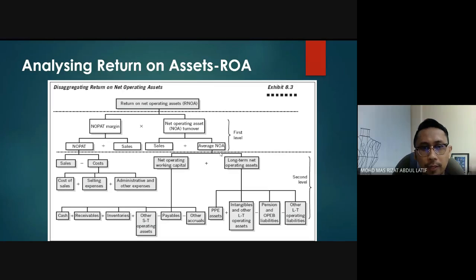And then in terms of NOA, kita boleh pecahkan lagi dengan net operating working capital plus long term operating asset. How can you calculate your working capital? Ada banyak lagi item bawah dia. And how can you calculate your long term operating asset? Bawah ni pun ada dia punya formula. As I said, the question will not touch on the second level, up to first level only. Right, so that will be the first part.